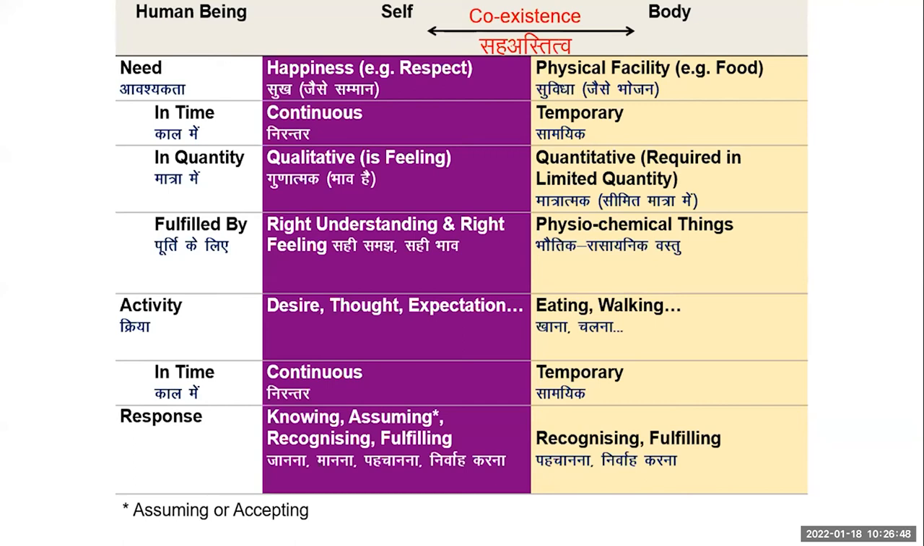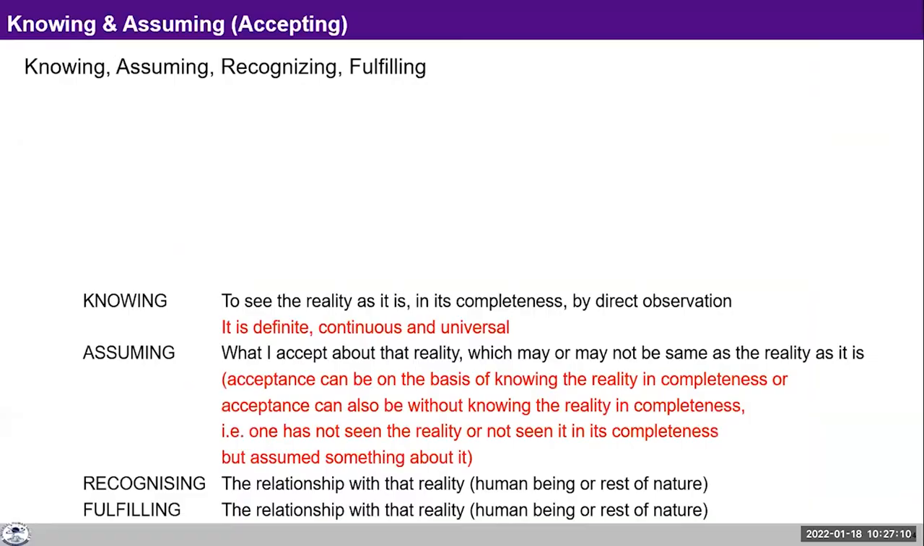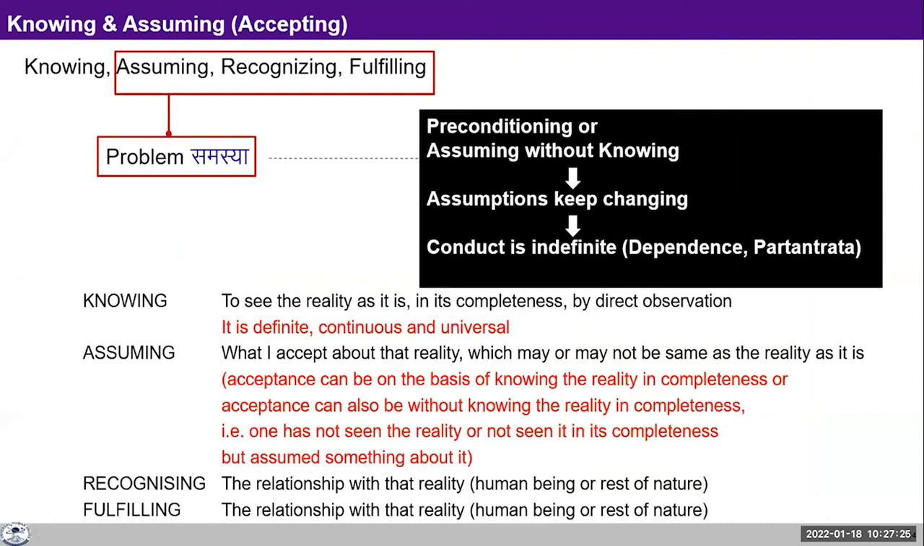So knowing is a great potential in the human being. When my assumptions are based upon knowing, my recognition and fulfillment become definite. Otherwise, as the assumptions change, the recognition and fulfillment change. This is the response of the self, while in case of the body, the recognition and fulfillment is definite. So, knowing is to see the reality as it is, in its completeness, by direct observation, it is definite, continuous, universal. Assumption is what I accept about that reality. I assume it. But if this assumption is based upon knowing, my recognition and fulfillment is going to be definite.